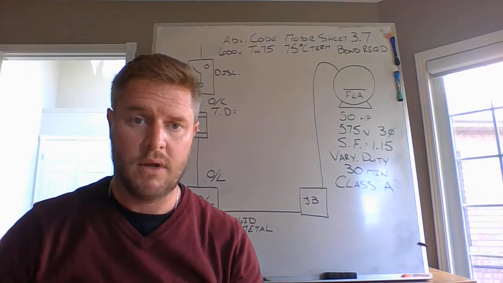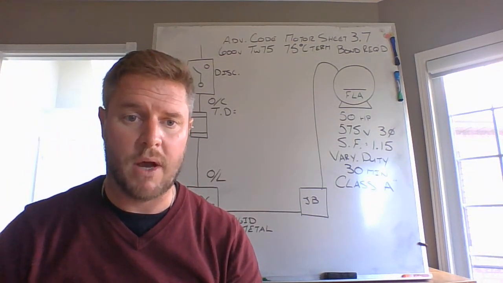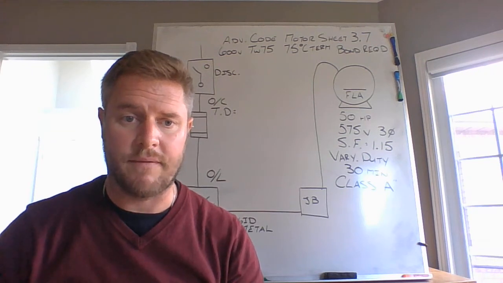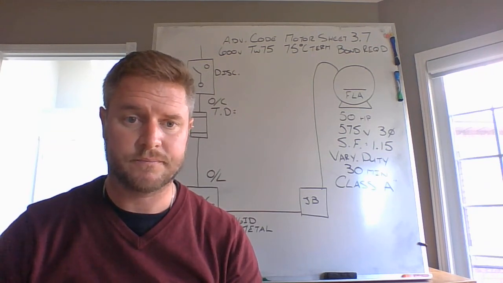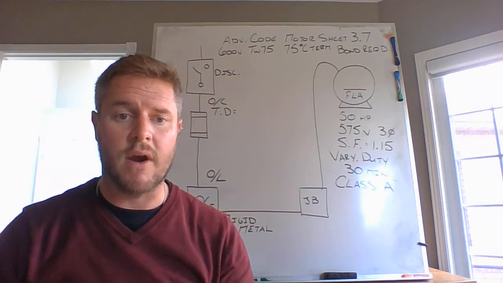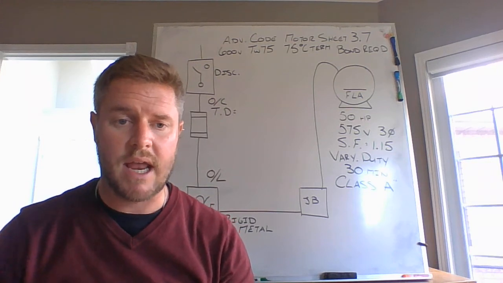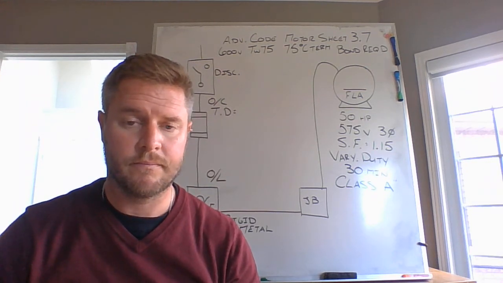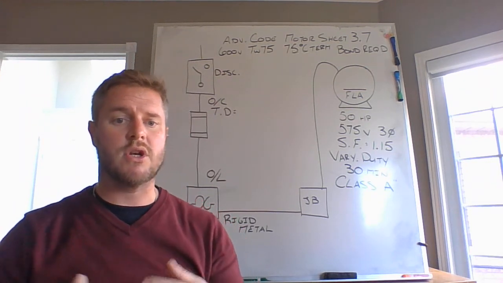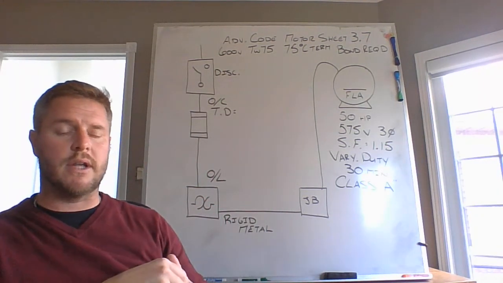I want to take a look at that junction box and its distance, or the distance of the conductors feeding that motor. And your motor calculation is based on a 50 horsepower rating, 575 volts, 3-phase. Your service factor is 1.15. It is a varying duty motor with a 30-minute rating and a Class A installation. Okay, so installation on that motor is going to be Class A. We're going to go through this entire calculation.